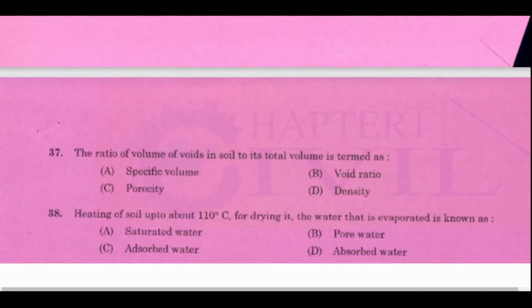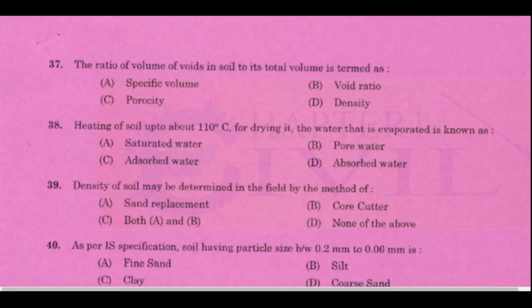Question number 37. The ratio of volume of voids in soil to its total volume is termed as specific volume, void ratio, porosity, density. Porosity is the volume of voids by total volume.